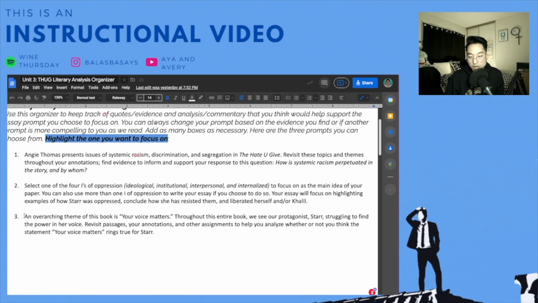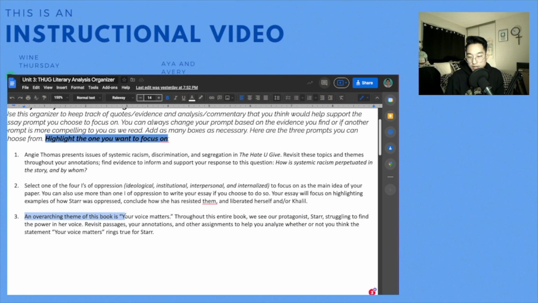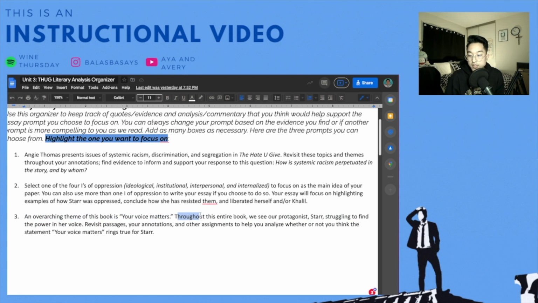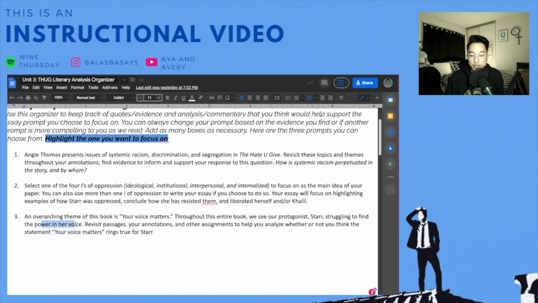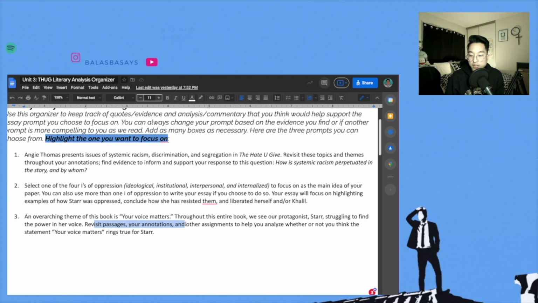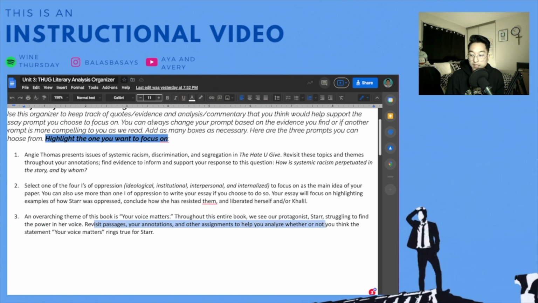It says an overarching theme of this book is your voice matters. Throughout this entire book, we see our protagonist Star struggling to find the power in her voice. Revisit passages, your annotations, and other assignments to help you analyze whether or not you think the statement, your voice matters, rings true for Star Carter.